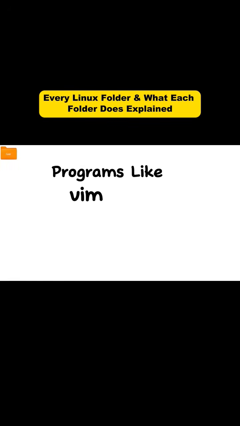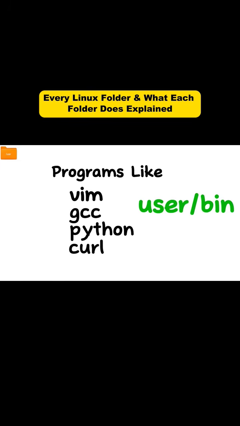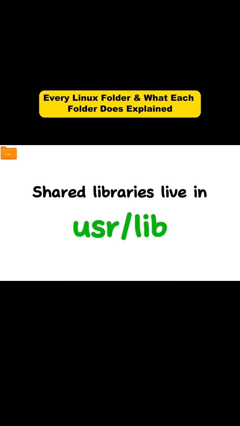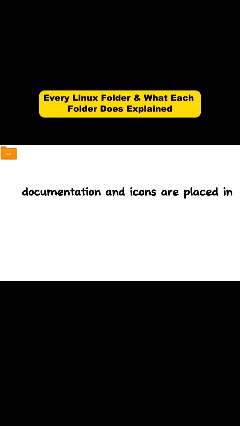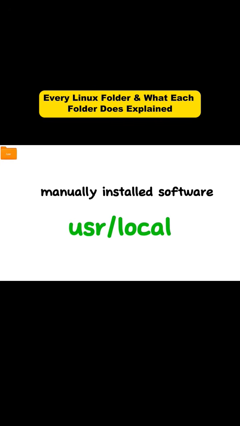USR directory. Despite its name, usr contains most of the software installed on the system. Programs like Vim, GCC, Python, curl, and many others are stored in usr/bin. Shared libraries live in usr/lib, documentation and icons are placed in usr/share, and manually installed software often goes into usr/local to keep it separate from package-managed applications.